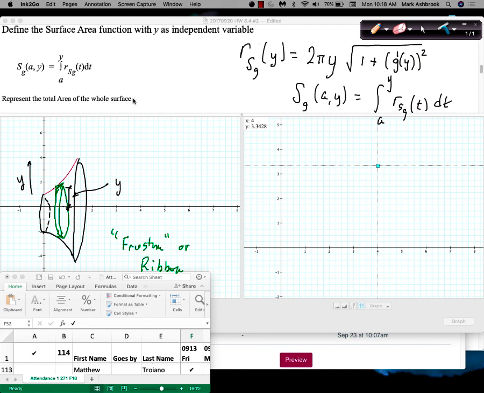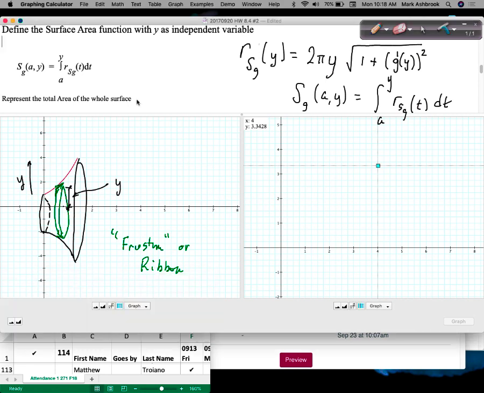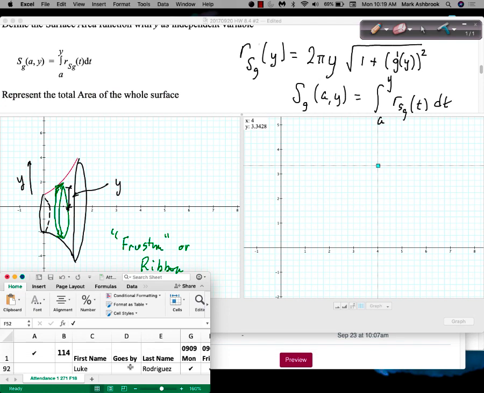So now I want you to represent the total area of the bell, the total area of the bell of the horn. Can you represent it? And then we'll plug it into GC and let it tell us what that area is. Go. How do you represent the total area of the whole surface?